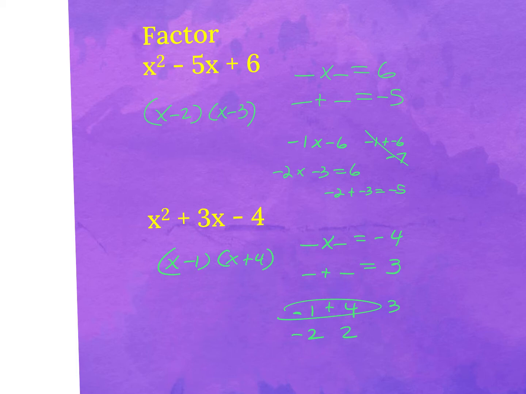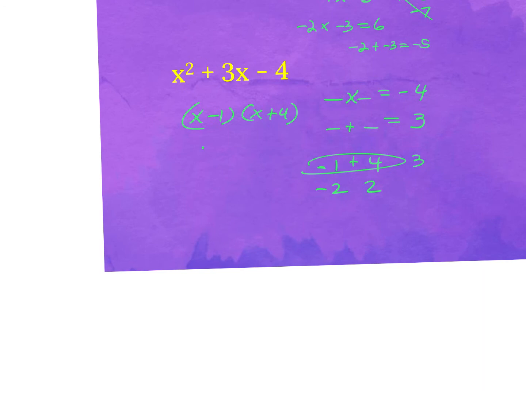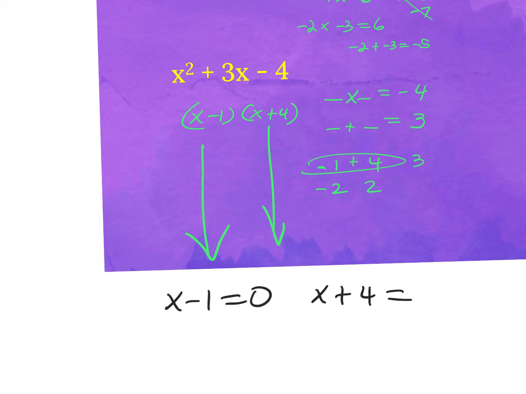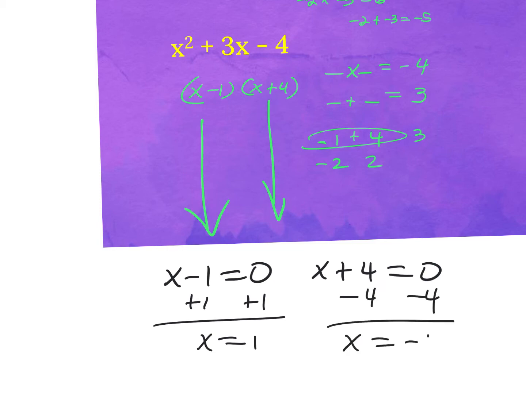Now, let me just show you what's coming tomorrow. So tomorrow, what we're going to do is actually factor, but then when the instructions don't just say factor, they say solve, then all you're going to do is take these two factors you just found, and you set each one equal to 0. So x minus 1 equals 0, x plus 4 equals 0, and you solve them. So we would add 1, x equals 1, subtract 4, and x equals negative 4.